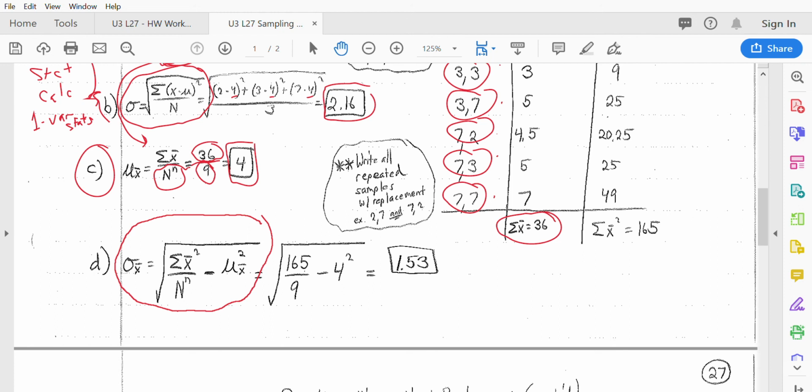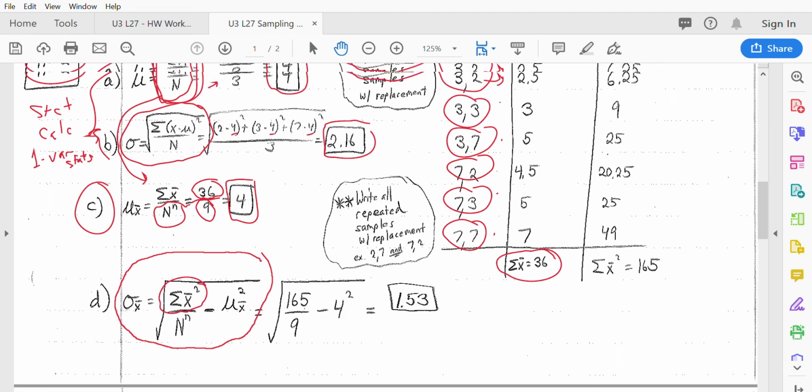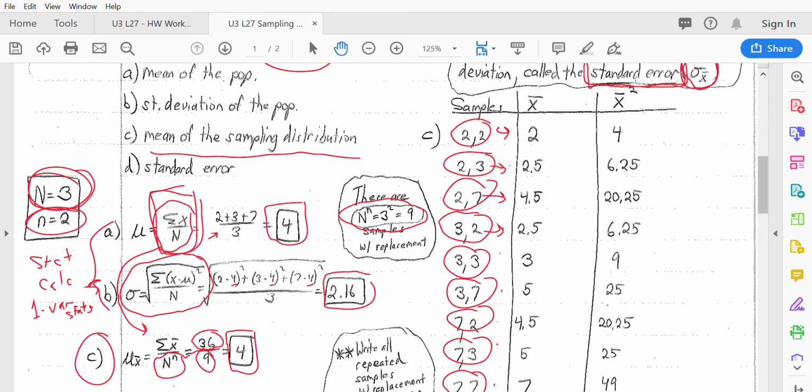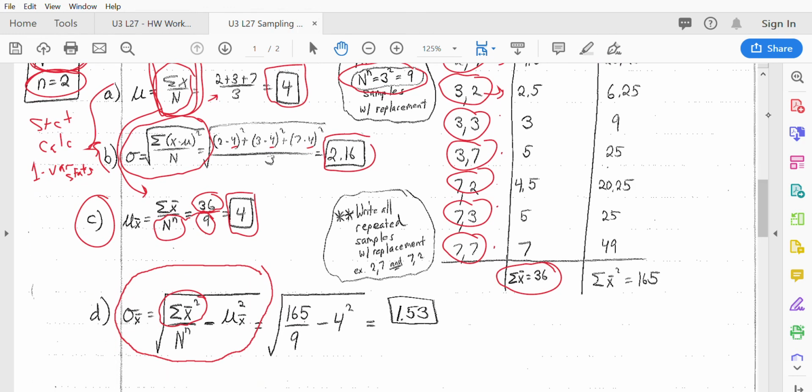So if you notice here, we need one more sum. We need to find the sum of the x bar squared. So look at the table I created. I created a column of x bars, but then I also created a column of x bar squares. Just take your x bars and square them. 4, 6.25, 20.25, and so on and so forth. And the sum of my x bar squares is 165. So I take that sum of the x bar squares, 165. I divide by the number of samples, which is 9, and I subtract the mean squared, which I just found in part C, 4 squared. Okay, and I get 1.53.